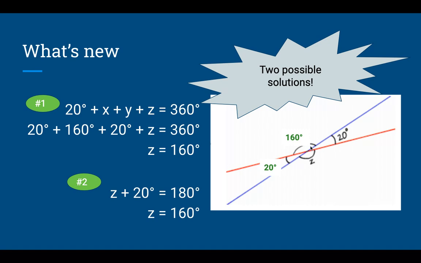So if you use the solution where you found that a circular angle added up to 360 degrees, you'd add 20 plus 160 plus 20 plus this missing angle z would add up to 360. And that would give you a total for angle z of 160, because 20 plus 20 is 40. Put those together with 160 to make 200. You need 160 degrees to go with 200 to make 360. If you use the straight angle here, then you know that 20 degrees plus angle z equals 180. The only thing that goes with 20 to make 180 is 160 in this case. So two possible solutions, both give you the same answer of 160 degrees.